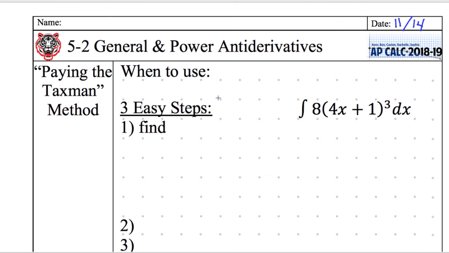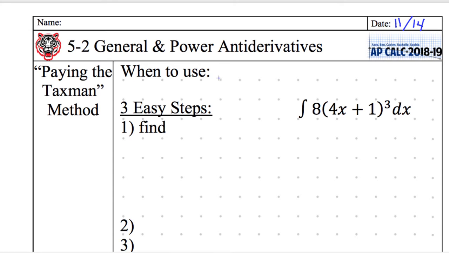So when you take the antiderivative, we talked yesterday about polynomials where the term is to the power of 1. Today we're talking about when that is to a power of 2 or 3 or anything other than 1. And when you do that, you need to pay the taxman. Yep, you're young. I know you don't need to pay taxes yet, but you're going to in AP Calculus.